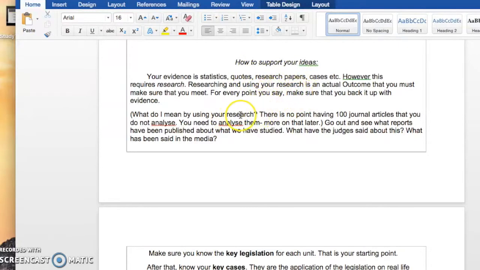So what do I mean by your research? There's no point having 100 journal articles that you do not analyze. You need to analyze them. We will talk about that later. Go out and see what reports have been published and what we have studied. What have the judges said about this? What's been said in the media? These are all part of your research. You don't have to agree with them. In fact, it is really, really liked when you critique something that you may have read, something that you disagree with, but it is still your evidence, so you must refer to it.